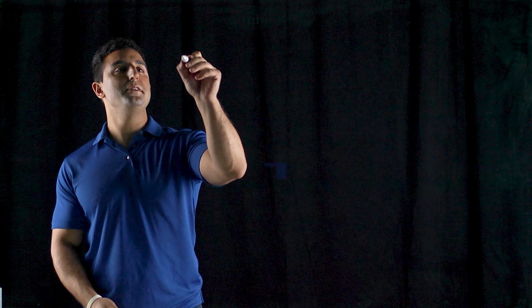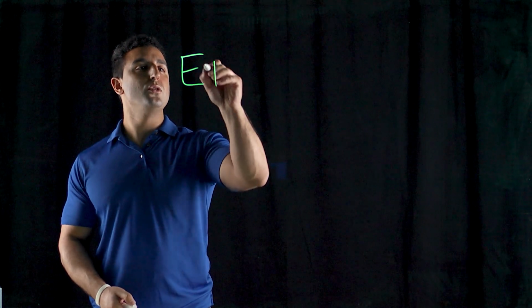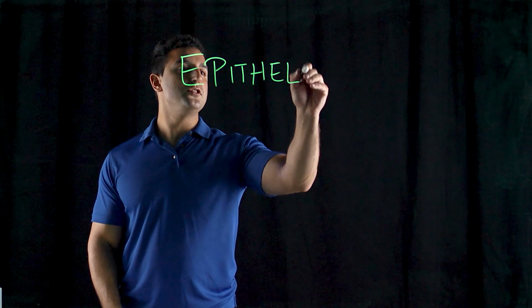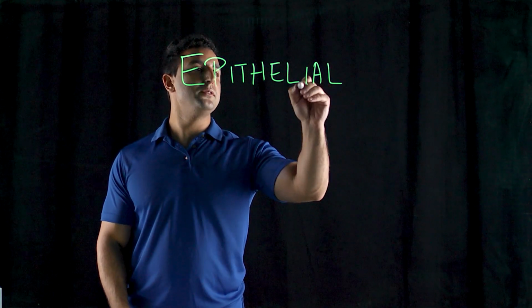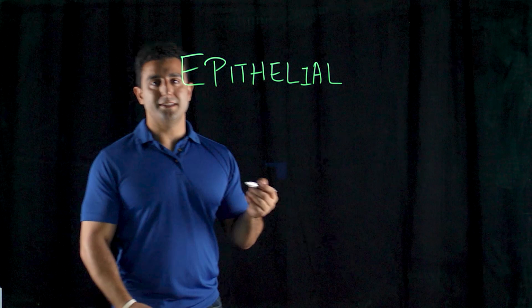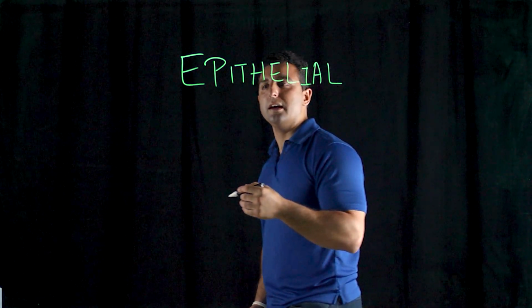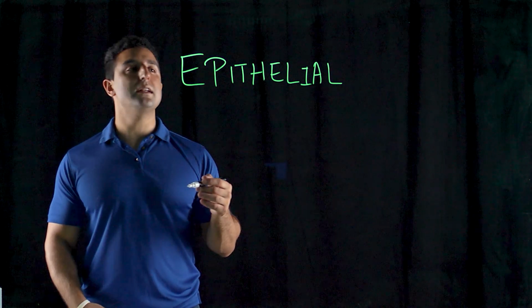All right, so let's start off with epithelial tissue. So where can you find epithelial tissue? You can find it on the skin, right? So that's an example of epithelial tissue, or any kind of lining of the organs. So any kind of lining in the organs.